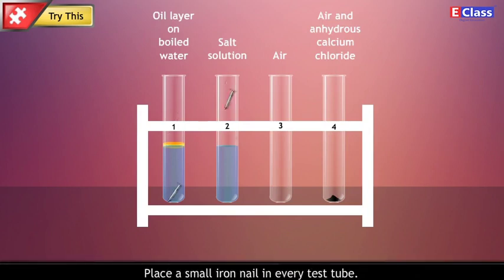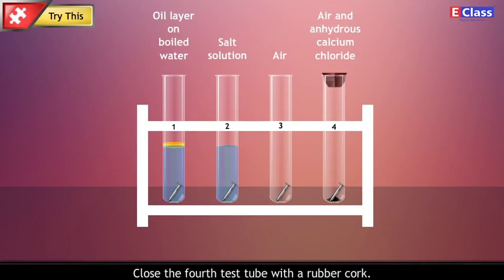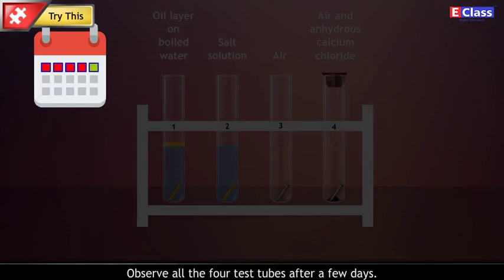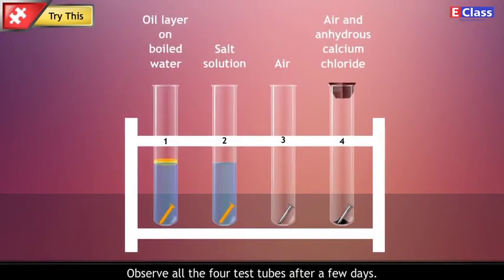Place a small iron nail in every test tube. Close the fourth test tube with a rubber cork. Let all the 4 test tubes remain unattended for a few days. Observe all the 4 test tubes after a few days.